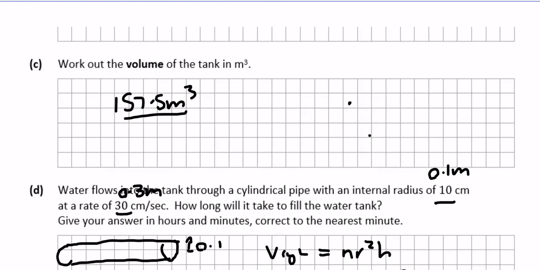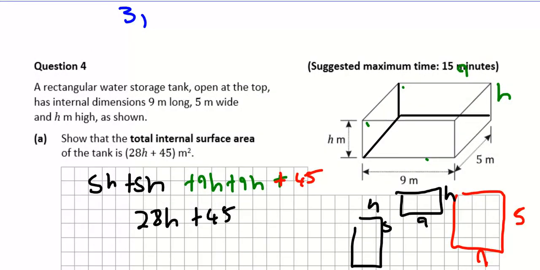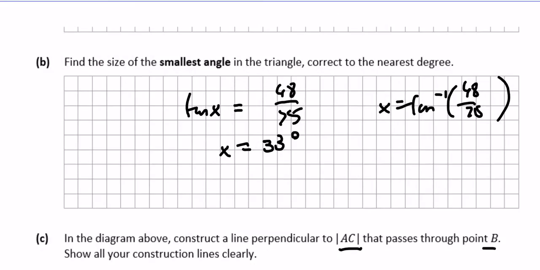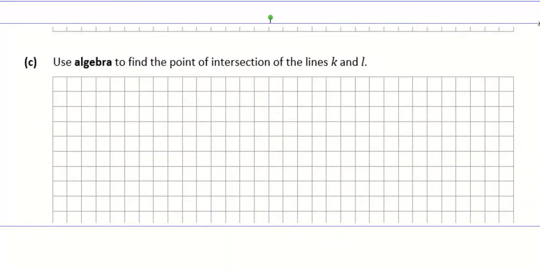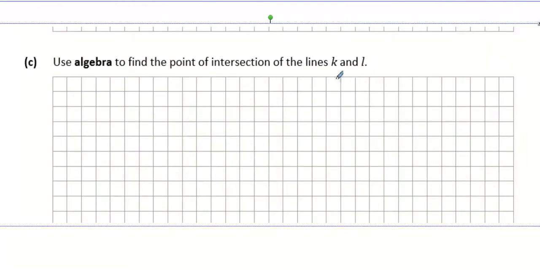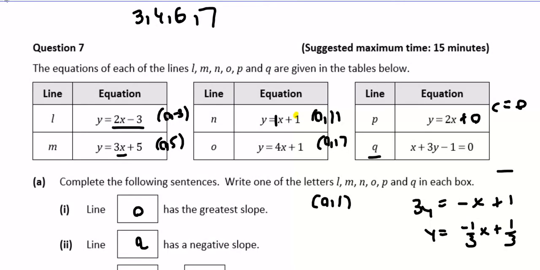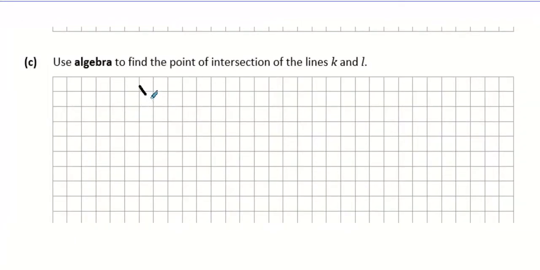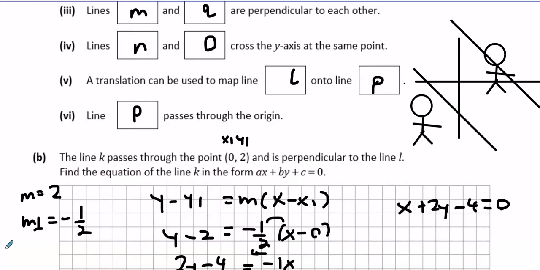Okay, so what have we done? We have 3, 4, 6, and 7 done so far. Oh, we've got another one to do. Use algebra to find the point of intersection between K and L. So L is y equals 2x minus 3. K is the answer we just got a second ago, which is x plus 2y minus 4.